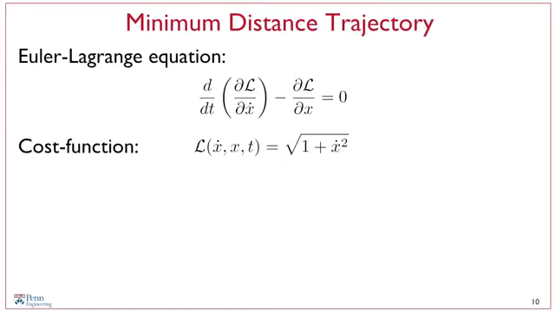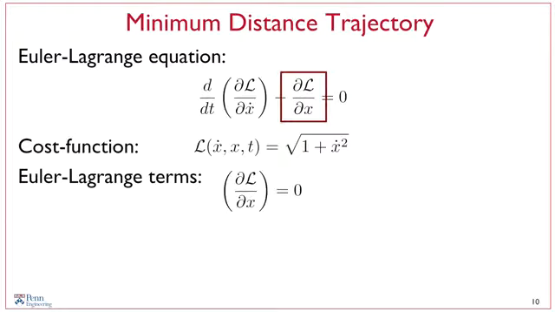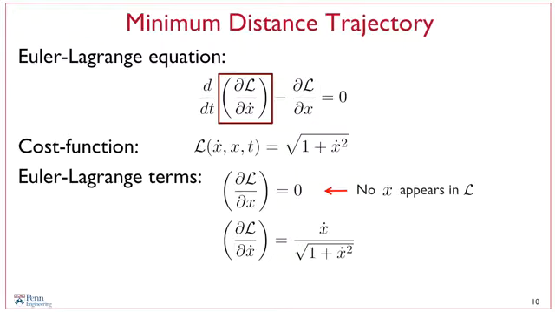We can start by evaluating each term in the equation. The partial derivative of L with respect to x is 0. This is because x does not appear in the cost function L. The partial derivative of L with respect to x dot is x dot over the square root of 1 plus x dot squared. Note that this is the partial derivative of L with respect to x dot. That is, we are not taking any derivatives with respect to time yet.